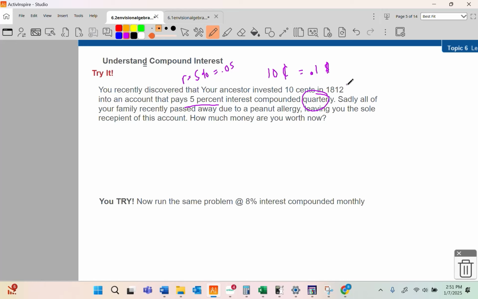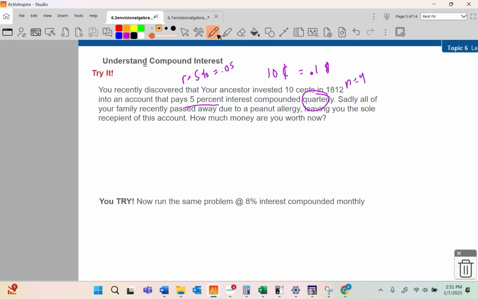Compounded quarterly and is 4. Now, sadly, you were left, your ancestors invested 10 cents in 1812, you think it's not worth anything, into an account that pays 5% interest compounded quarterly. Sadly, all of your family recently passed away due to a peanut allergy. Kind of stinks, but this leaves you as the sole recipient of the account. How much money are you worth now?